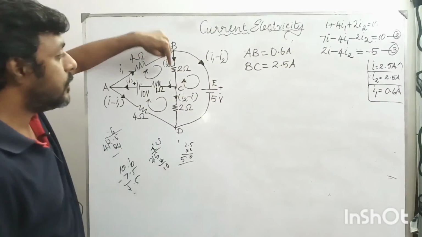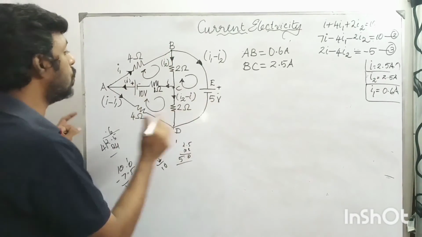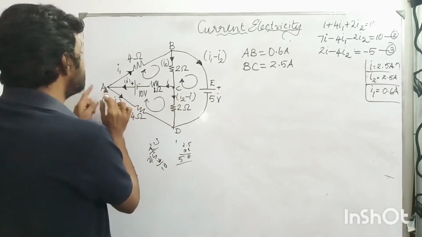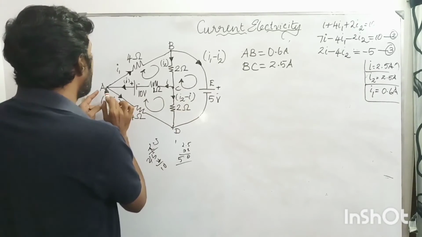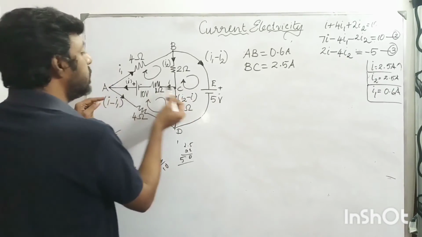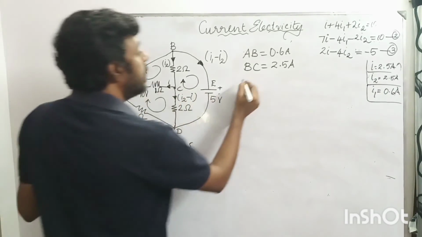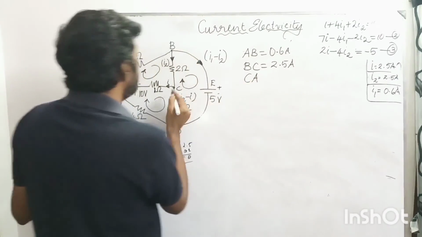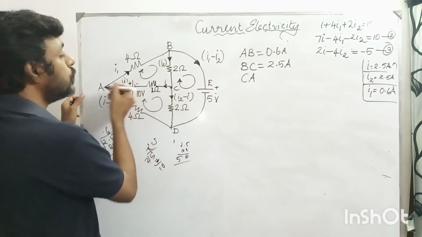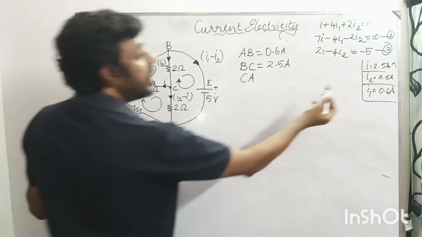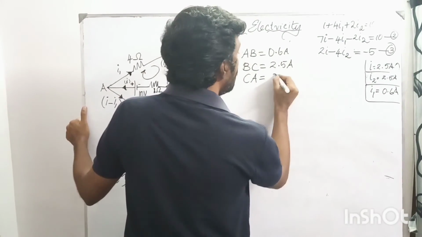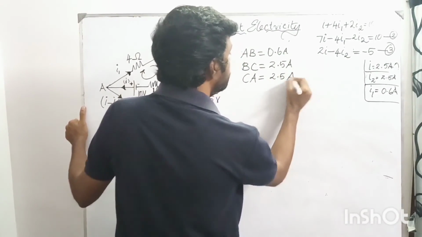So we got the value of this branch current. Now what is the value of the current that is flowing from C to A? The current flowing from C to A is a branch. The current which is flowing through the branch is I. So what is the value of I? I is nothing but 2.5 ampere.